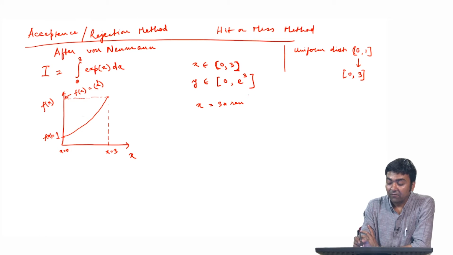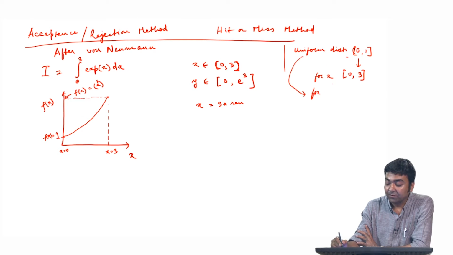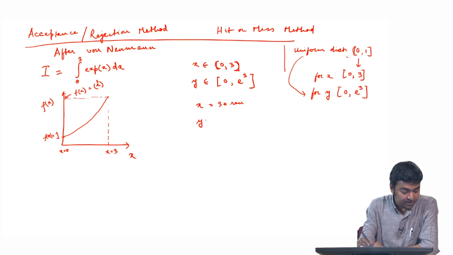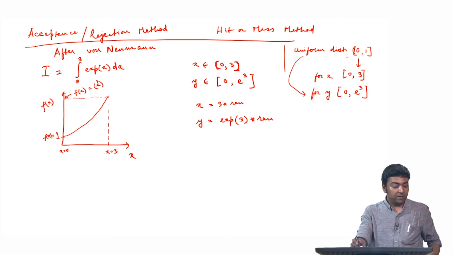Similarly, for y also I need to map. So, this is for x. For y also I need to map this distribution to a set of numbers which lie between 0 and e to the power 3. So, I take y equals exponential to the power 3 times my random number. Now I have got two random numbers, y and x.